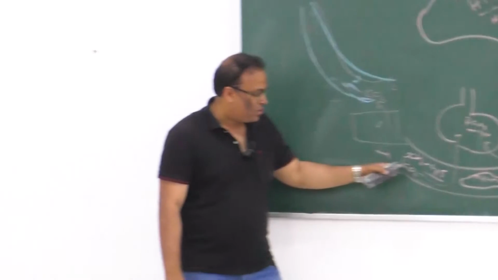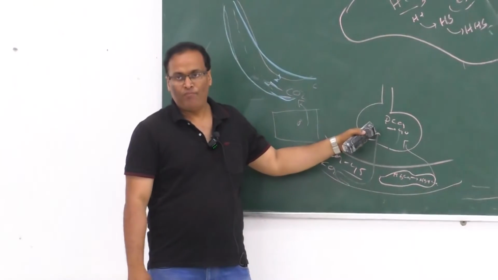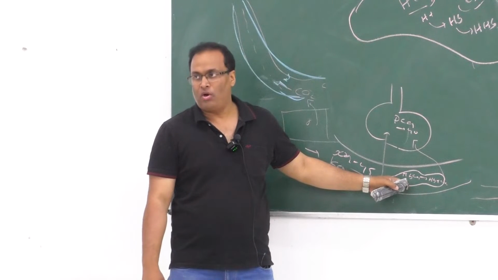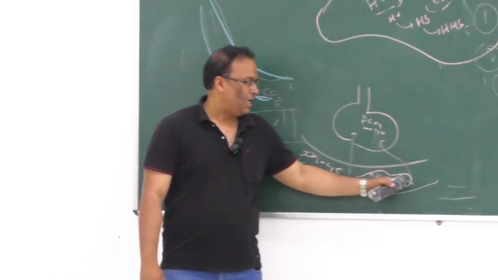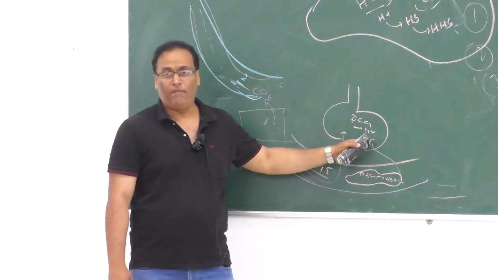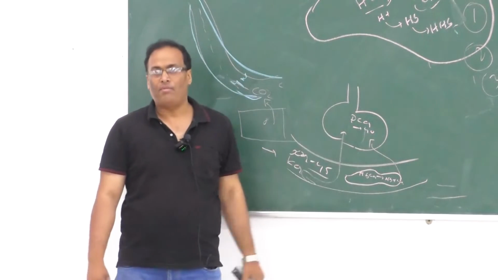So one part is dissolved and goes directly by simple diffusion. Another 20% is carbaminohemoglobin, which breaks down in the RBC and comes out as carbon dioxide and goes by simple diffusion. But why is there bicarbonate?